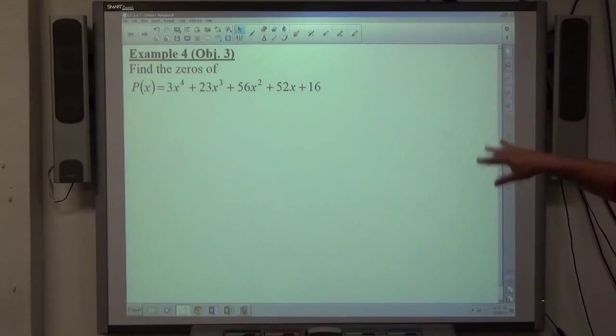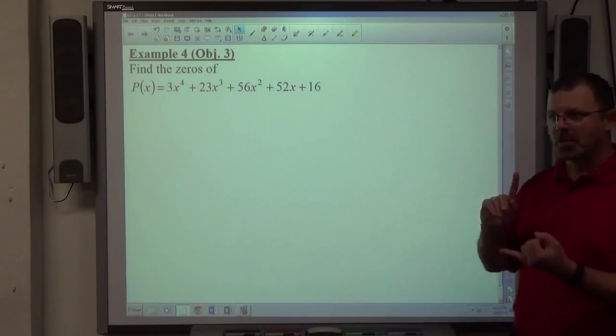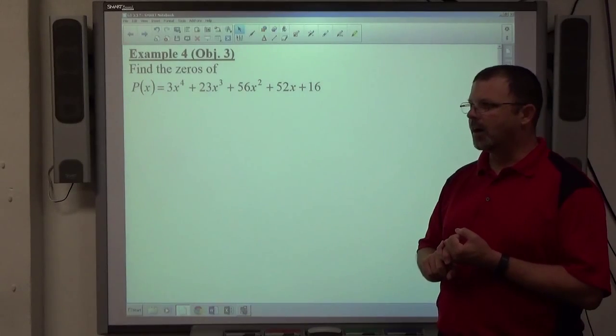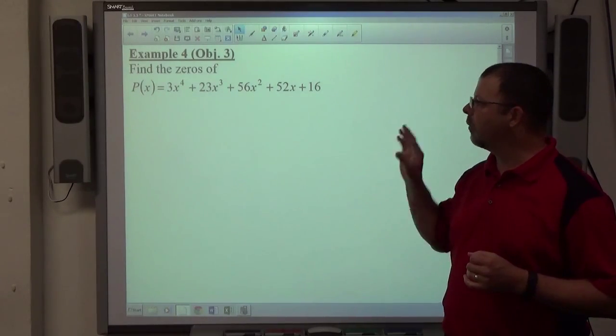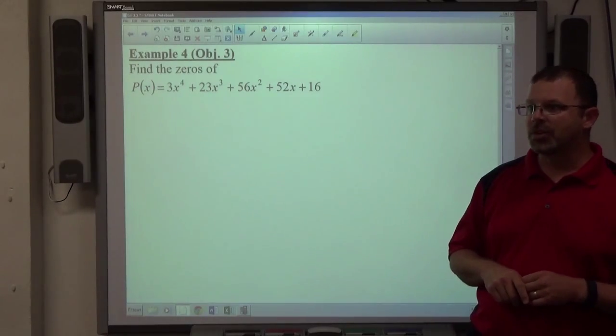All right, this problem, example 4: find the zeros of this. This is the purpose of those last two techniques, the possible rational zero theorem and Descartes' Rule of Signs. Those two rules will help us find the zeros of this. And we're also going to use our calculator to assist us.